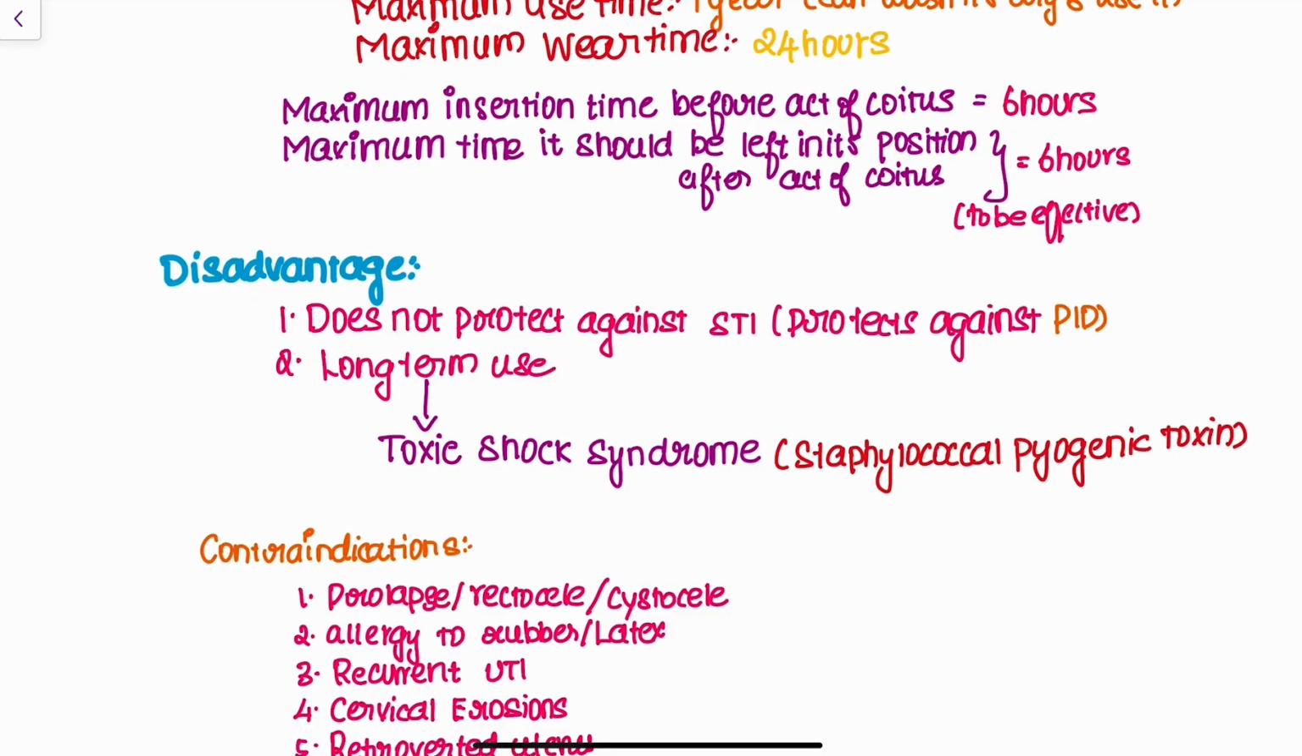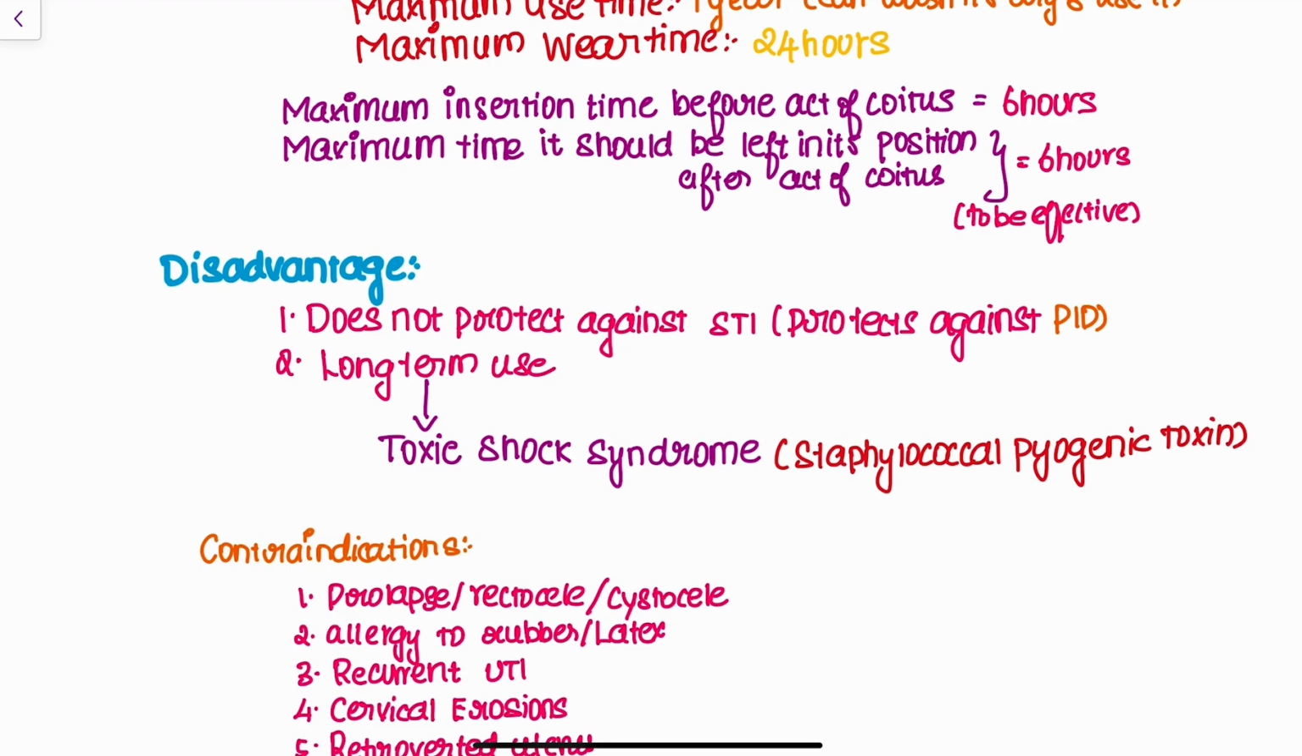The disadvantage of the diaphragm is that it does not protect against sexually transmitted infections. As you can think here, in contrast to the male and the female condom, the diaphragm is different, right? This diaphragm is not even sperm proof, so you need to use it with a spermicidal agent, and the spermicidal agent in itself does not protect you from sexually transmitted infection, and in the same way the diaphragm does not protect against sexually transmitted infection.